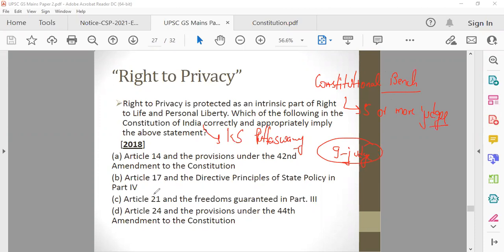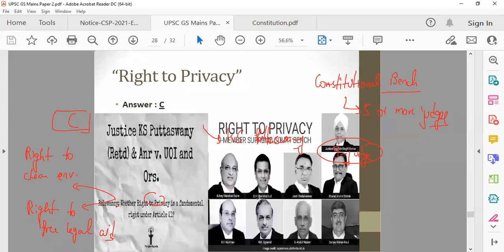So the answer here is Article 21, right to life and personal liberty. Here, the Supreme Court has added so many things: right to clean air, right to clean environment, right to free legal aid. All these things the Supreme Court has added in Article 21. So the answer is C. K.S. Puttaswamy, 9-judge bench. Fine, sir. So let's keep until here only.